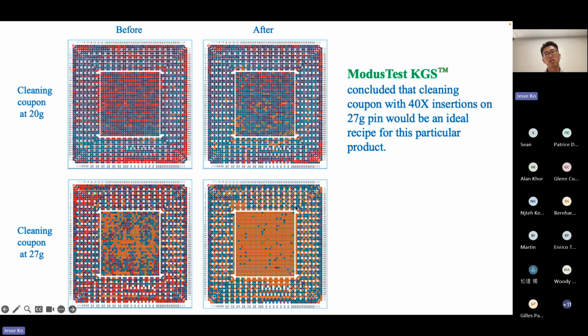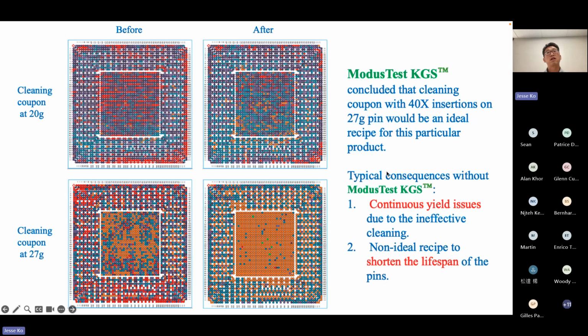Typical consequences without ModusTest KGS are continuous yield issues, even though you're cleaning, if you're not using the right recipe, due to ineffective cleaning. And a non-ideal recipe can also shorten the lifespan of the pins, because if you end up over cleaning, you will actually shorten the lifespan of the pins. That's why we called it a smart cleaning recipe. You can customize your cleaning recipe per product using our tool.